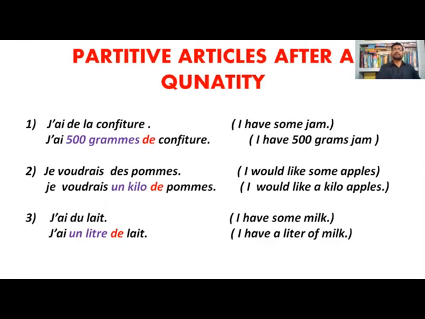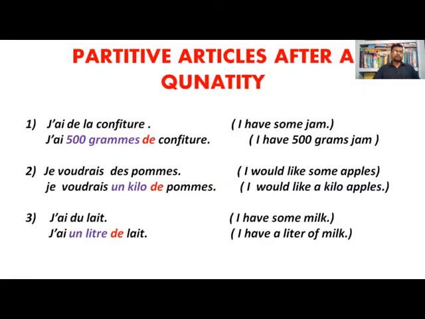Similarly, we have another concept we are going to study: the partitive article after a quantity. When you are given a quantity, like a measurement such as 500 grams or a kilo, how will you use the partitive article? What will be the change in the partitive article? So here is the same rule that you use in making a negative sentence with the partitive article, with adverbs of quantity and after a quantity, where you are using some kind of measurement units. These are examples for measurement units as well.